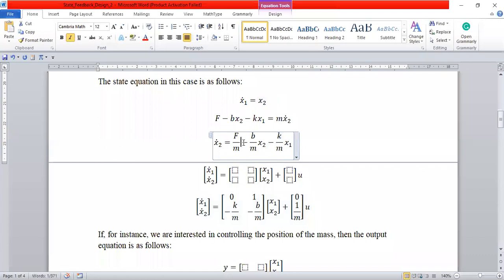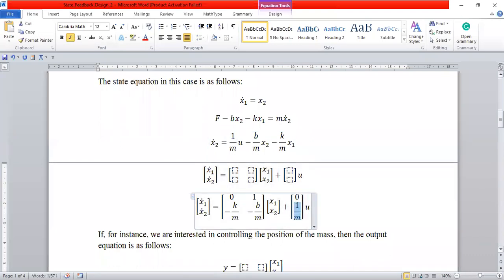Then for this second equation, the contribution of x1 is minus k over m, which you have here. The contribution of x2 is minus b over m, which you have here. Then the contribution of the f is the input. The force is the input. So if I represent f by u, since it's going to be given in the question, the contribution of u is going to be simply 1 divided by m, because you can write it this way. So the contribution of the u is 1 over m. So we're able to get the A and B matrix.